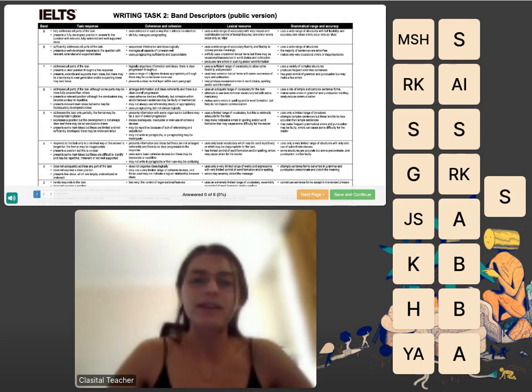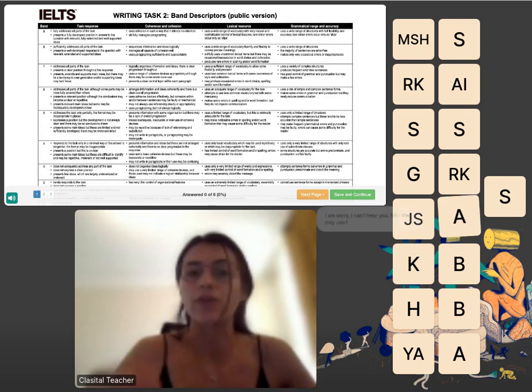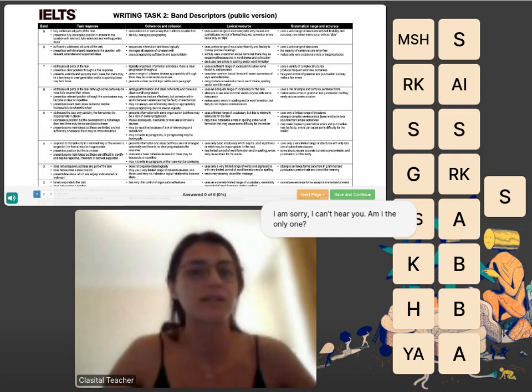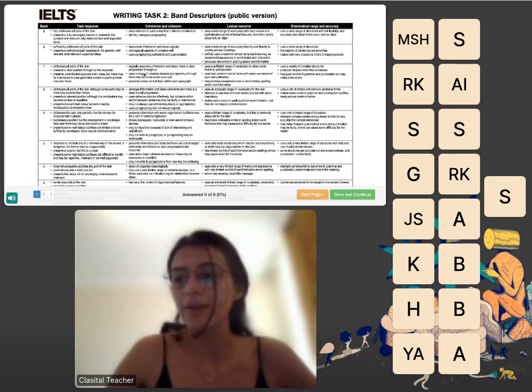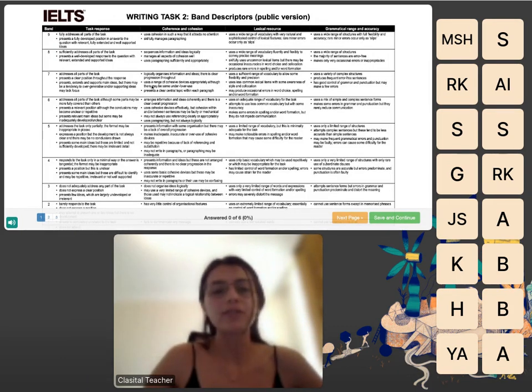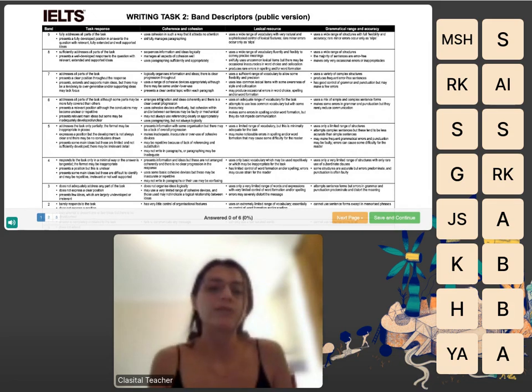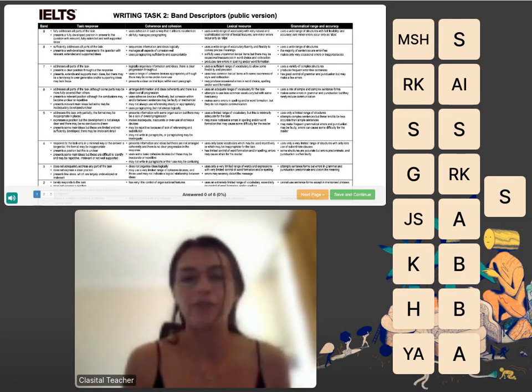Coherence and cohesion, basically, in this part, they look for your organization. So how you organize your essay matters for this criterion. For band 7, you need to logically organize your information and ideas, and there should be a clear progression throughout your essay. You also need to use a range of cohesive devices appropriately, although there may be some under or overuse. And lastly, you need to present a clear central topic within each paragraph.